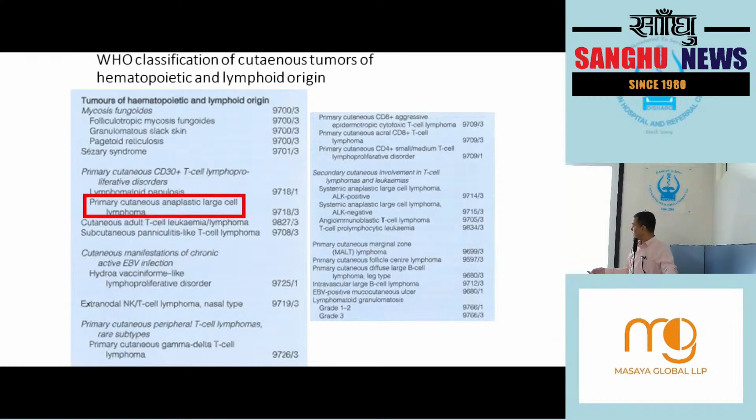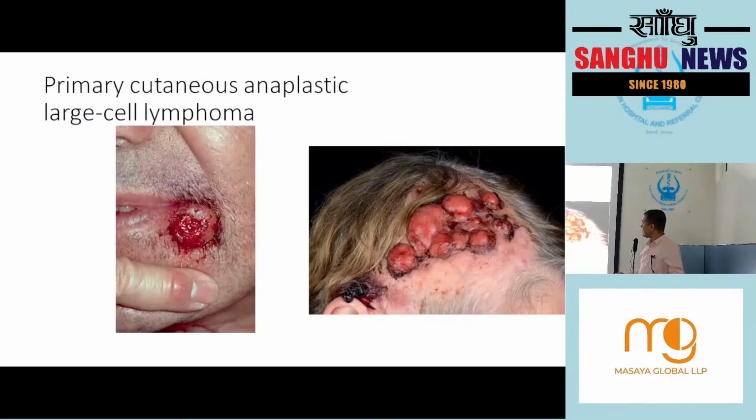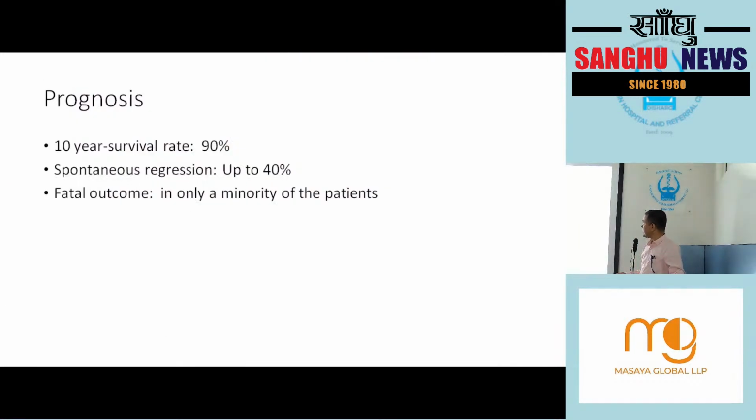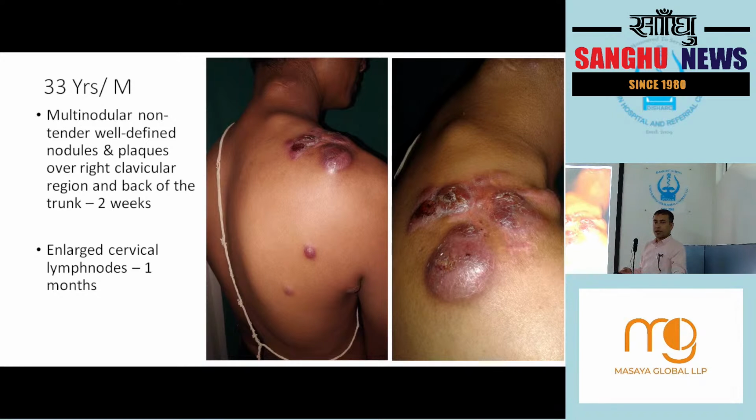So this is where this disease stands in the WHO classification. These are some pictures from the book. These are some clinical pictures, microscopic pictures. Yeah, there is no lymphadenopathy. And in this disease also, you see spontaneous regression in up to 40% of cases. This is a tumor with an indolent clinical behavior. It can spontaneously regress, but not 100%, like lymphomatoid papulosis. Case 5. Any queries regarding case 4?